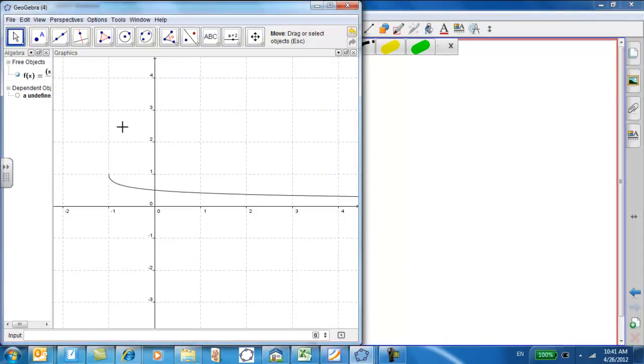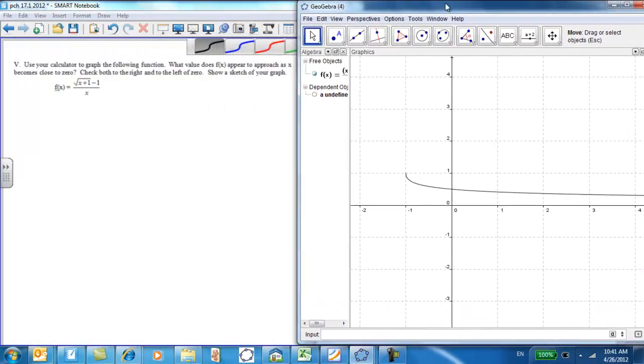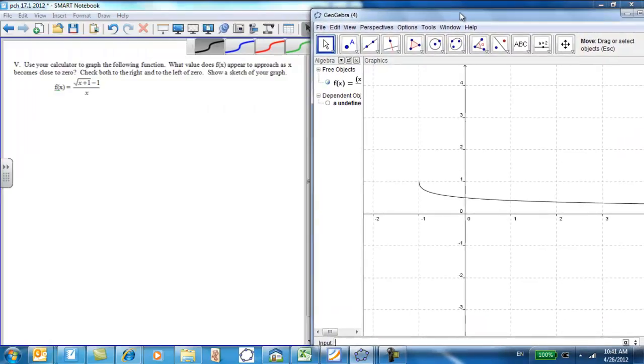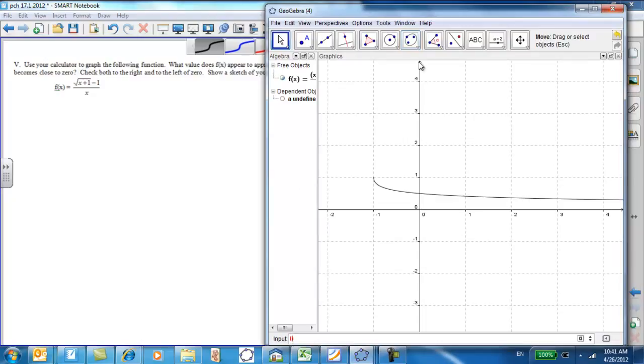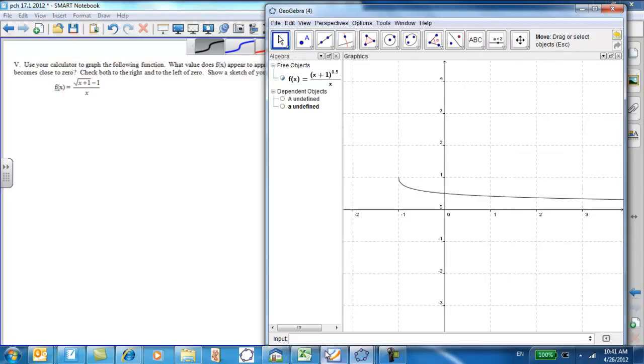Here's our graph. And notice if we try and ask it what's going on at 0, because that is the magic number, what's happening as x becomes close to 0 from either direction, and if we put in 0, comma, f of 0, it says it's undefined. Well, that's a problem. So let's get some points on either side then.